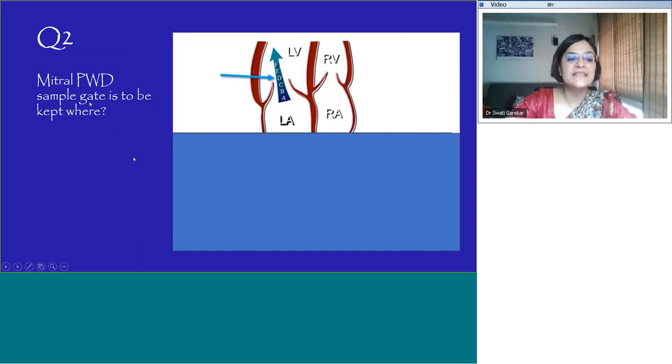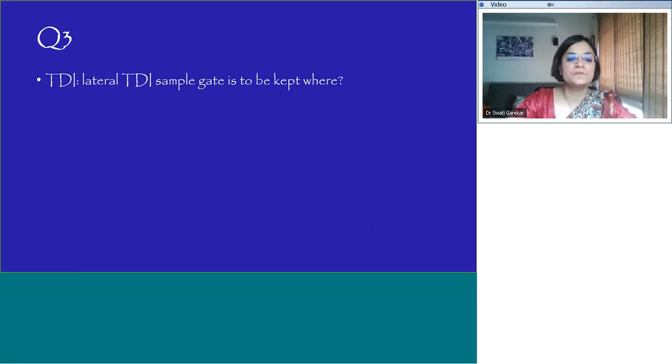Question 2 is where is the mitral PWD sample gate to be kept? A, B, C, D, E, F. So the answer somebody says is D, more people say D, and that's true. You want it to be neither too high, or your velocities will come out skewed, nor too low. Very, very vital.